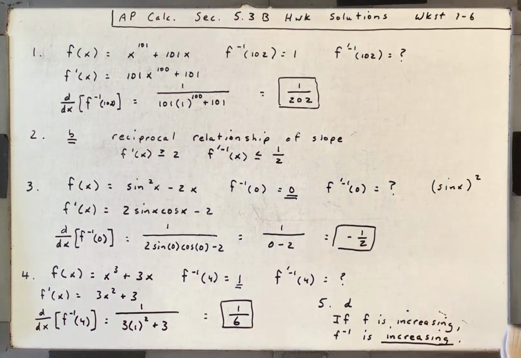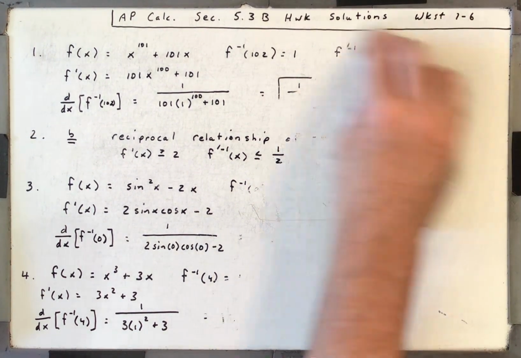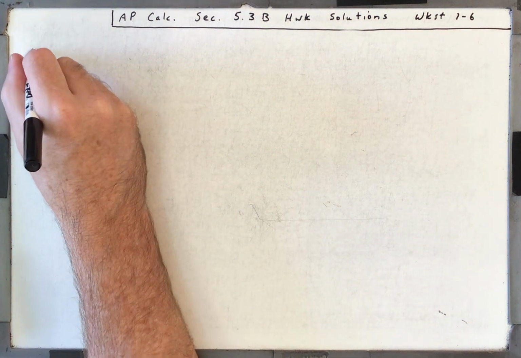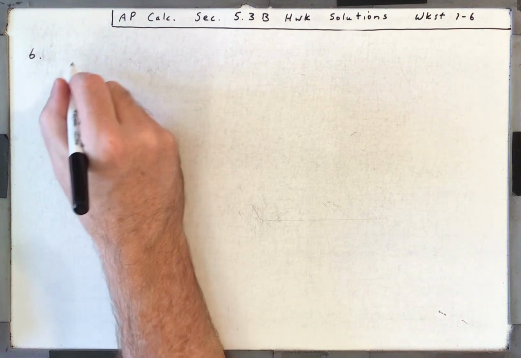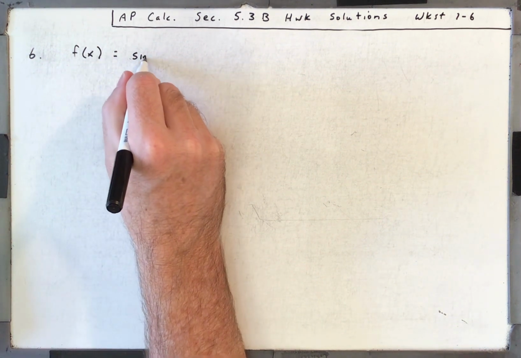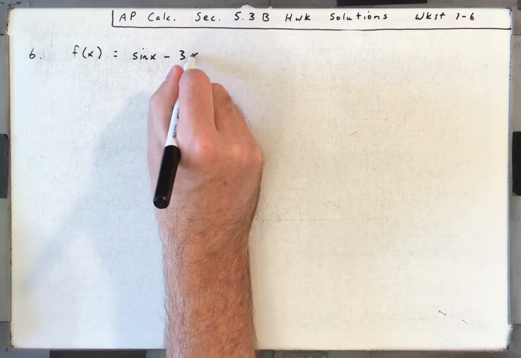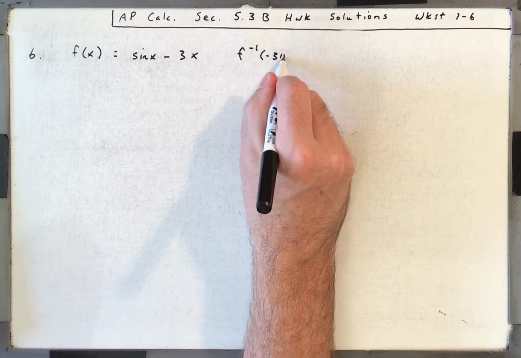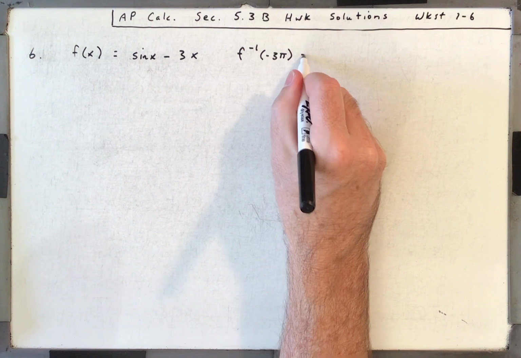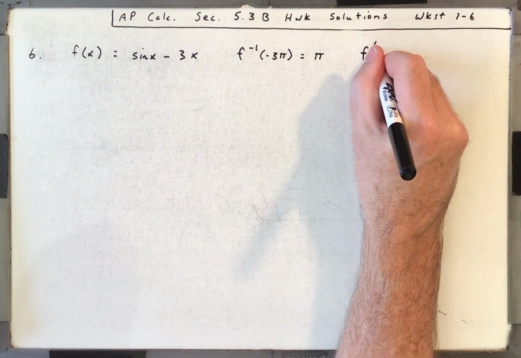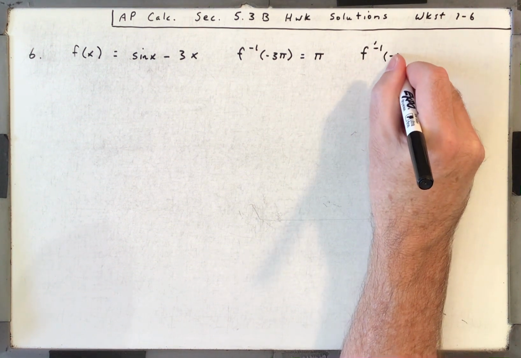All right, let's finish this guy up. Do number 6. So number 6, we have f of x is equal to sine x minus 3x. The value of the inverse function at negative 3 pi is equal to pi. So what is the value of the derivative of the inverse function at negative 3 pi?